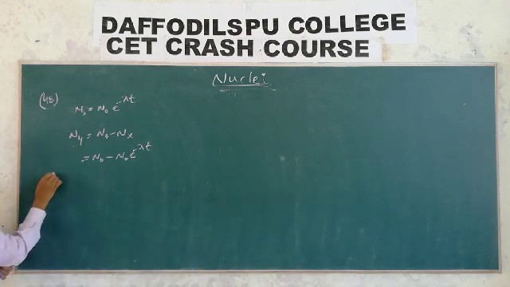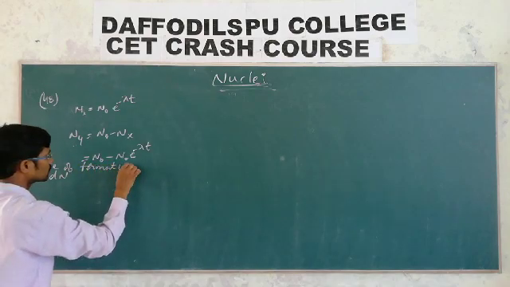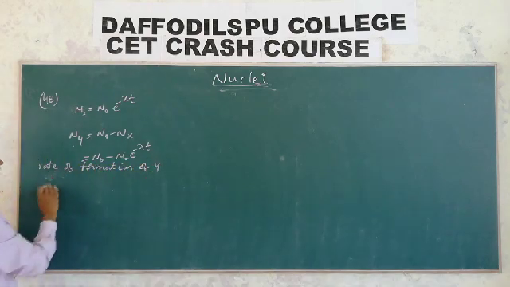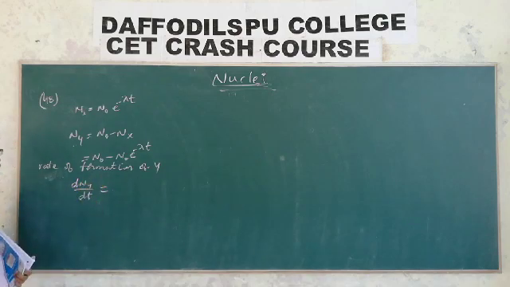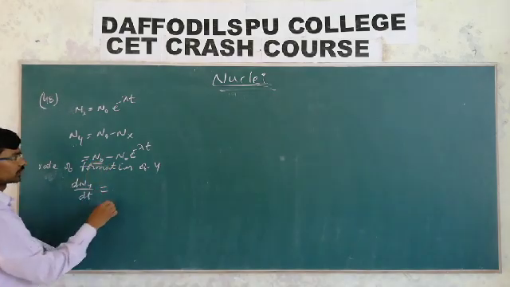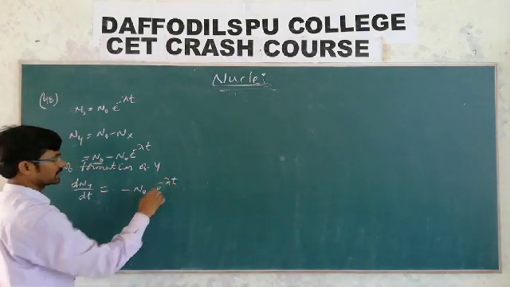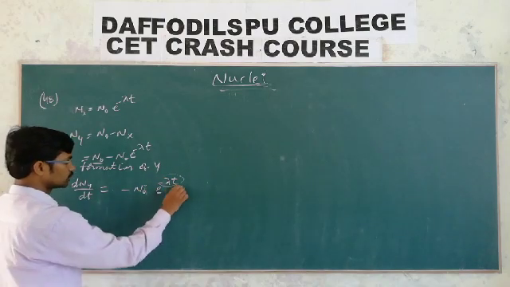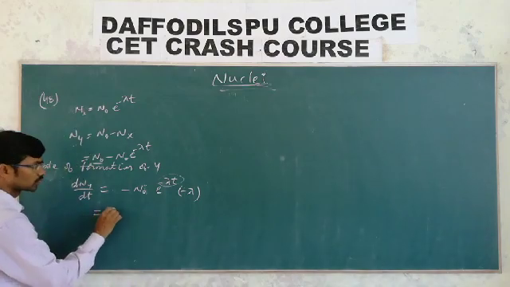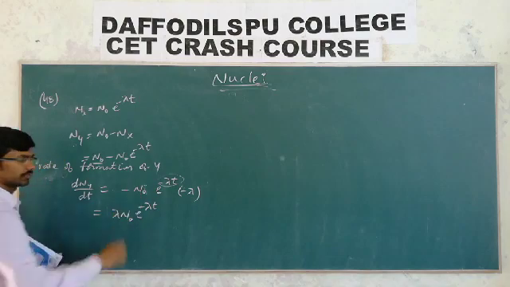Now, the rate of formation of Y. Then dN by dt is equal to, so this value will become 0 minus, that is equal to lambda N naught into e power minus lambda t.